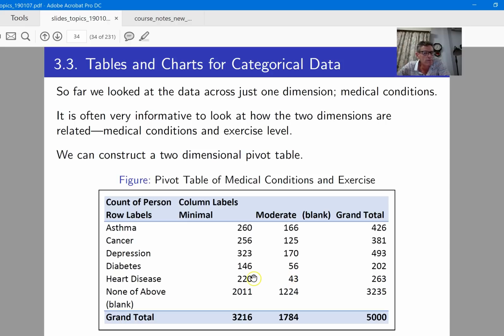So maybe there's a bit of a clue here that if you don't exercise much, you're more likely to suffer from heart disease. Maybe that's a clue about that.